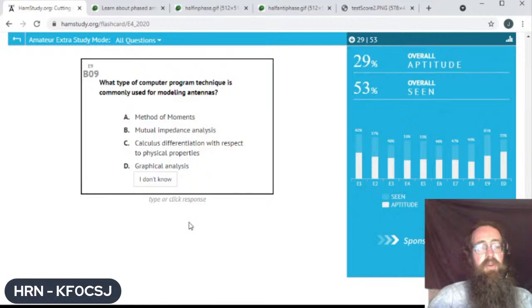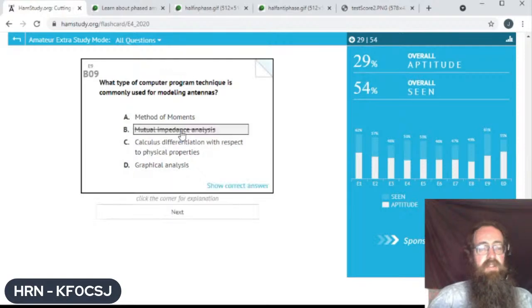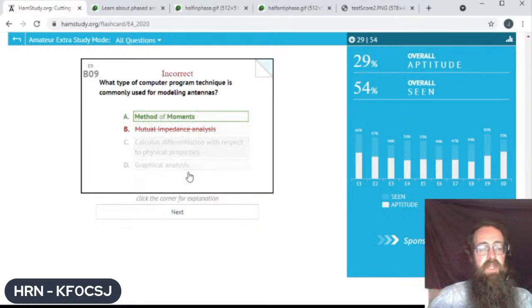What type of computer program technique is commonly used for modeling antennas? A. Method of moments. B. Mutual impedance analysis. C. Calculus differential with respect to physical properties. D. Graphical analysis. I'm going to guess mutual impedance analysis. Nope. Method of moments.